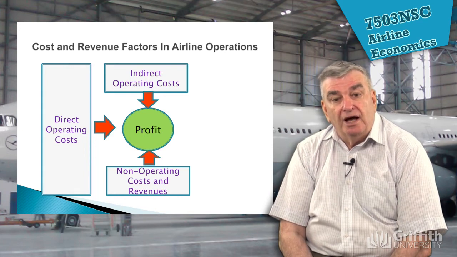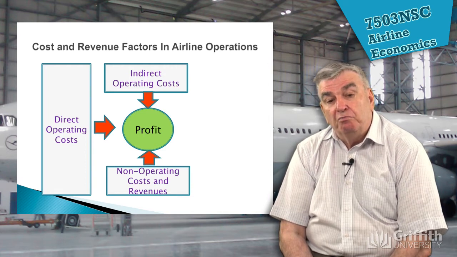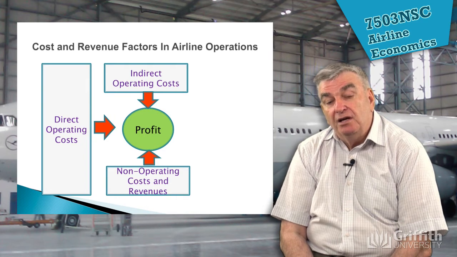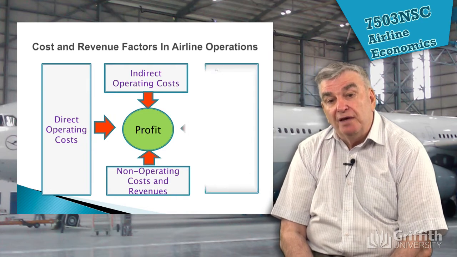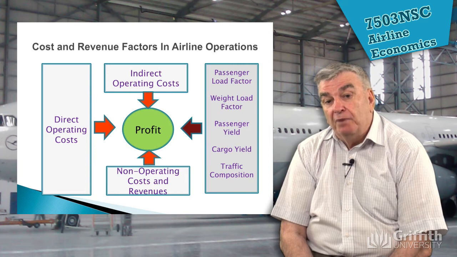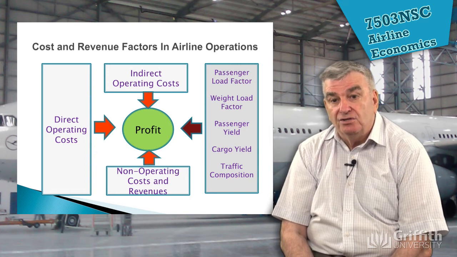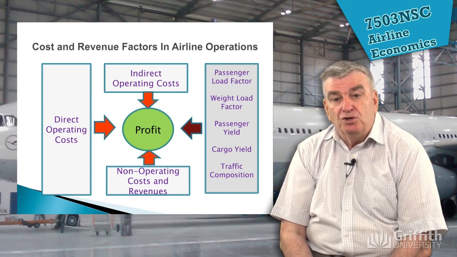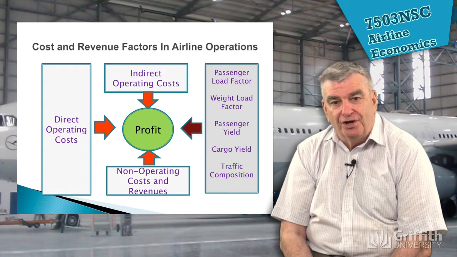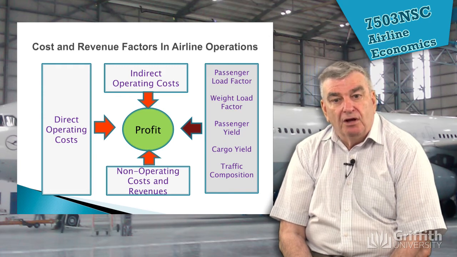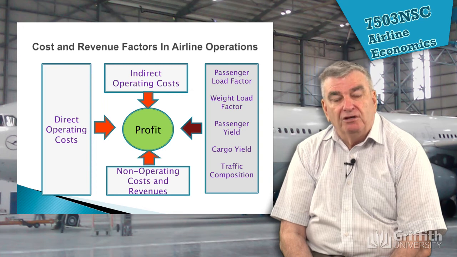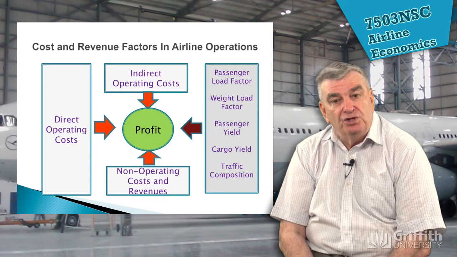And we're going to be looking at other non-operating costs and revenues. For example, airlines may invest part of what they're taking in terms of government taxes. They may invest that part of the way before they actually pay those taxes. And then we'll be looking at some of those important metrics that decide whether you make a profit. Load factor, the weight load factor for freight, passenger yield, cargo yield, and traffic composition.